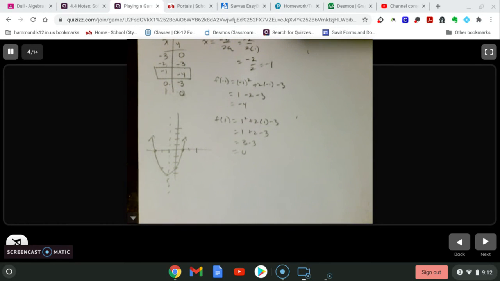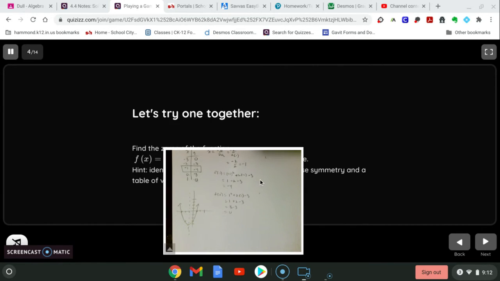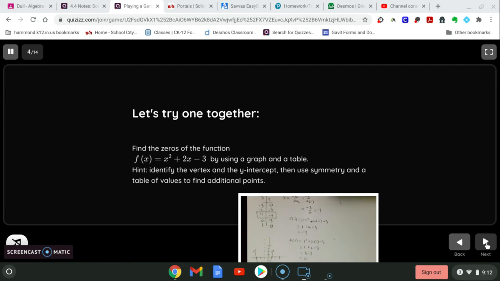So this graph would look something like that. Again, kind of tedious to do that by hand. You probably really wouldn't want to do that by hand if you didn't have to. But we were able to find the zeros, which is x equals 1 and x equals -3.